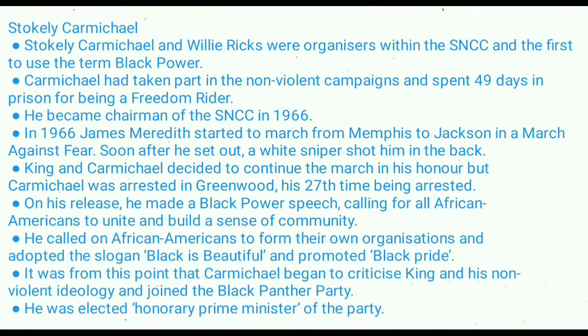Stokely Carmichael and Willie Ricks were organizers within the SNCC and the first to use the term Black Power. Carmichael had taken part in 9 violent campaigns and spent 49 days in prison for being a freedom rider. He became chairman of SNCC in 1966.